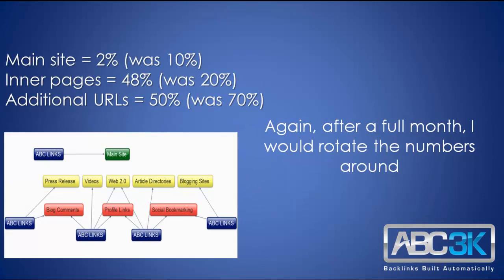Again, after a full month, I would rotate the numbers around. So let's look at the example. Now on the main site, where you had 10% allocated, or 1,000 links, I'd only do 2%. Where you had 20% for the inner pages of your site, might up that to 48%. And then all the additional 8 categories, you might take half the links, 50%, which was 70%, and allocate that.